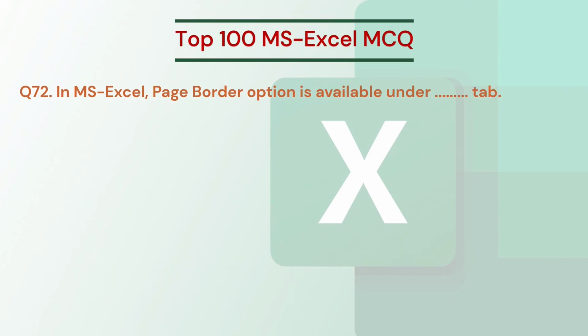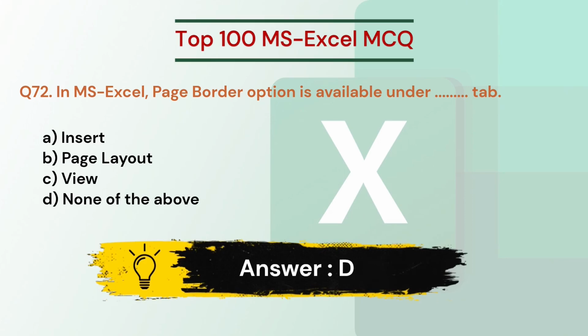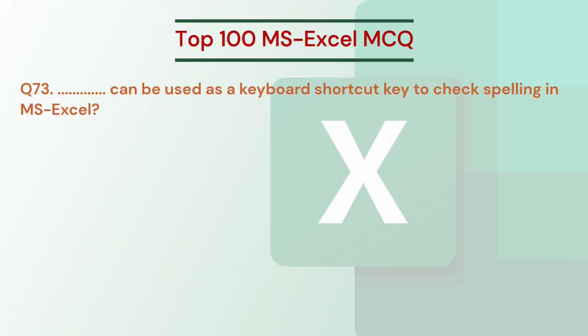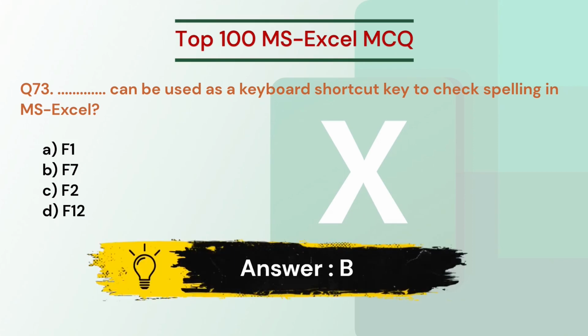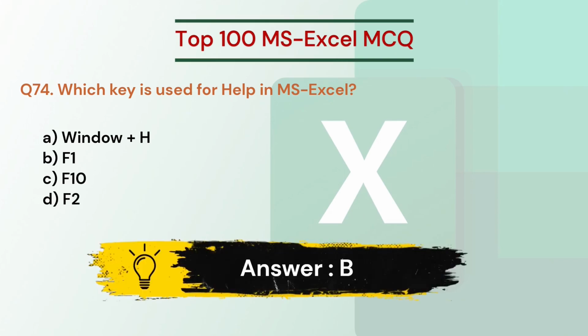PPT. In MS Excel, page border option is available under Dash tab. A. Insert. B. Page layout. C. View. D. None of the above. Correct answer is D. None of the above. Dash can be used as a keyboard shortcut key to check spelling in MS Excel. A. F1. B. F7. C. F2. D. F12. Correct answer is B. F7. Which key is used for help in MS Excel? A. Window plus H. B. F1. C. F10. D. F2. Correct answer is B. F1.